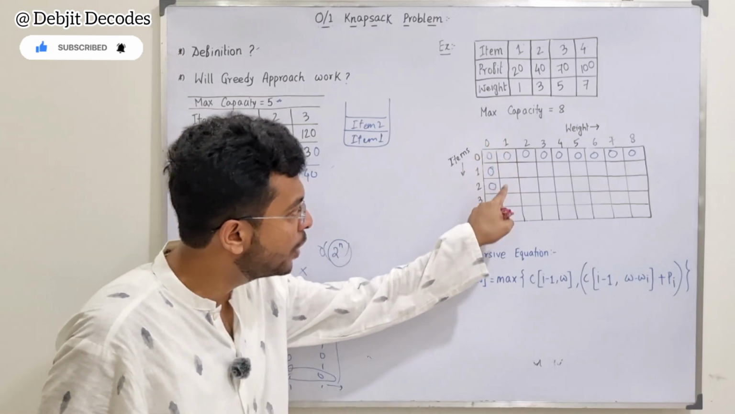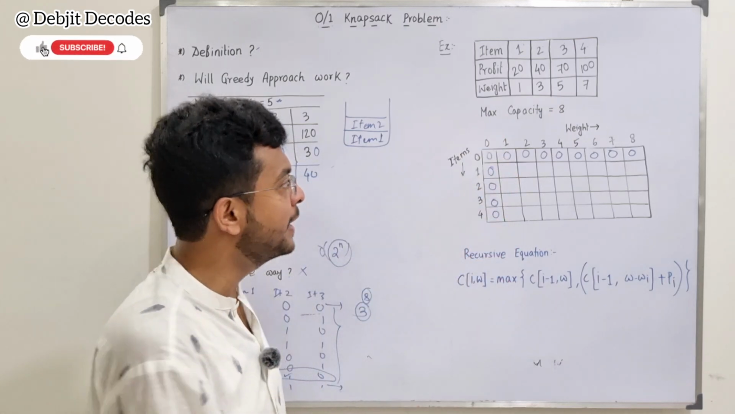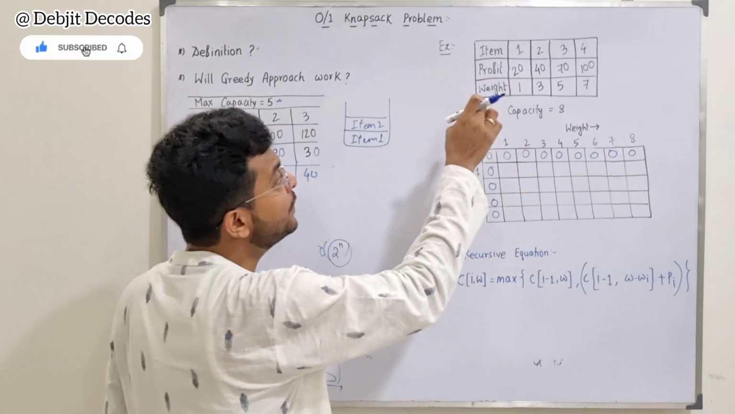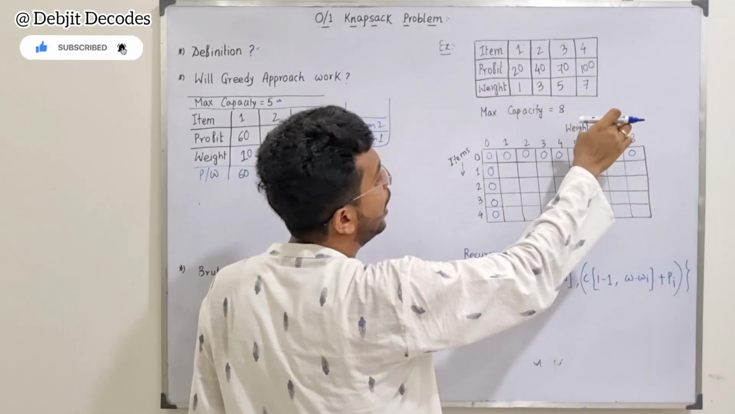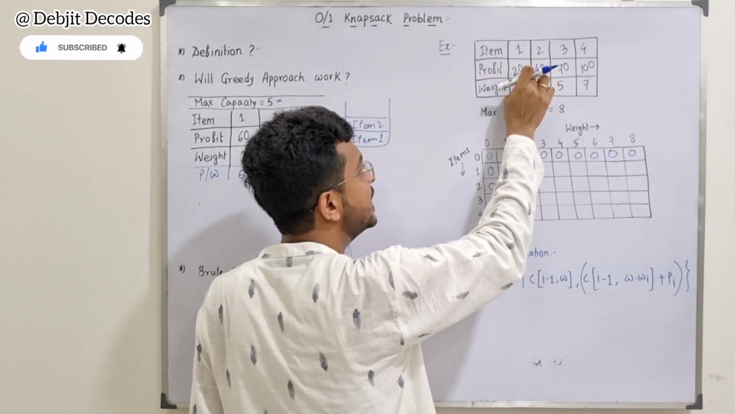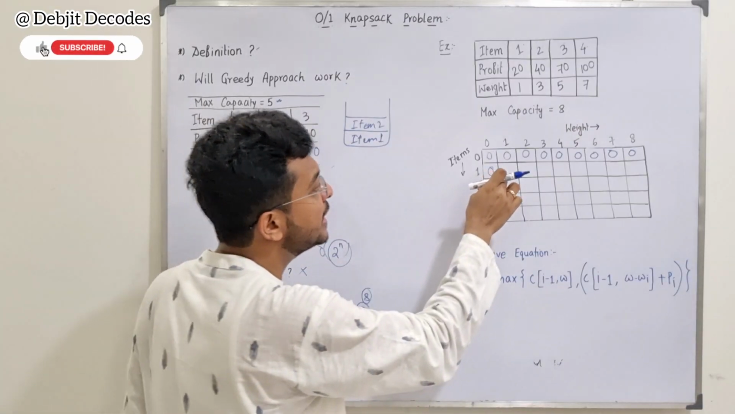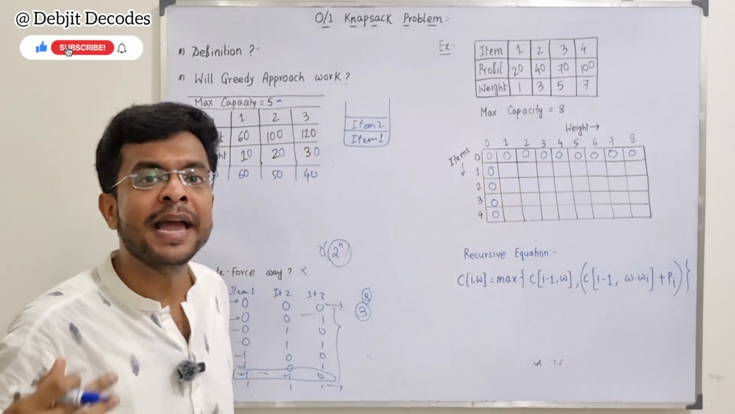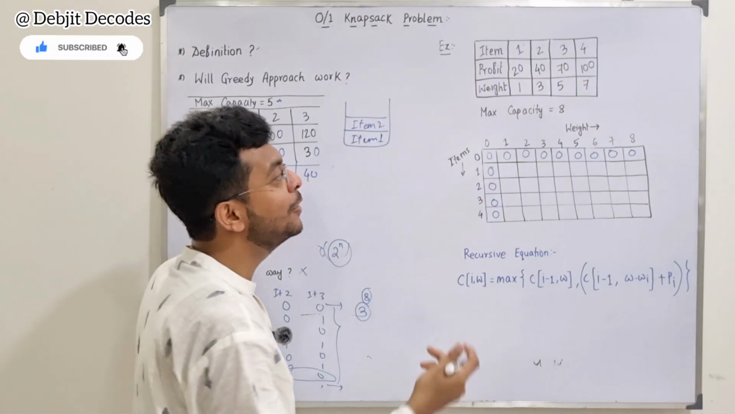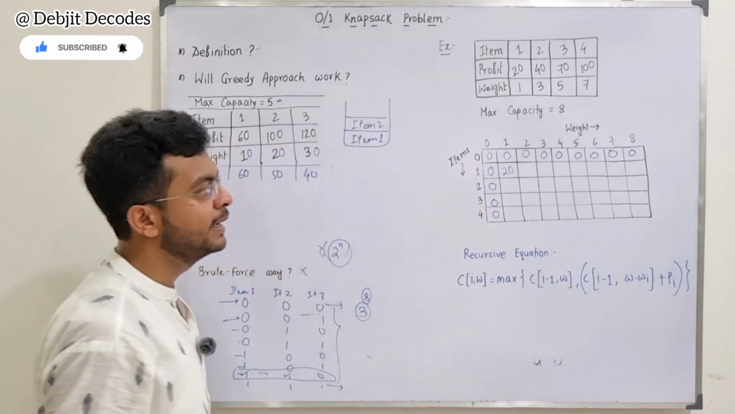What is this particular column indicating? That the maximum capacity of the knapsack is 1. So if the maximum capacity of the knapsack is 1, then also we can put this element, because it has only one weight. So if we put this element, what is the maximum profit we are getting? The maximum profit value we are getting is 20.